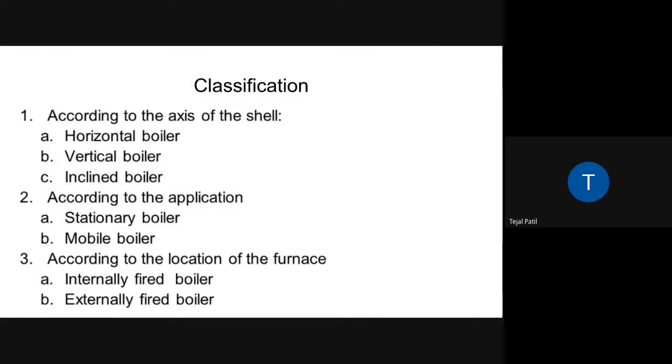Then the next one is according to the location of the furnace. That means where the furnace is mounted, whether it is inside the shell or outside the shell. Okay, if it is inside the shell, then it is an internally fired boiler, and if it is external, that means the furnace is a little to the side of the whole shell of the boiler, then it is known as an externally fired boiler.